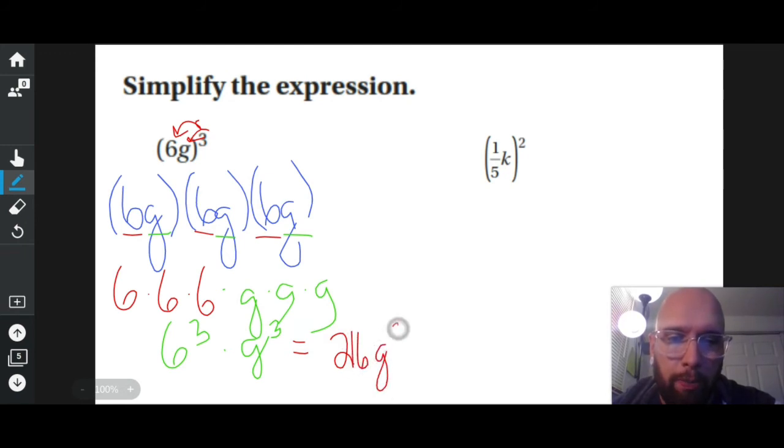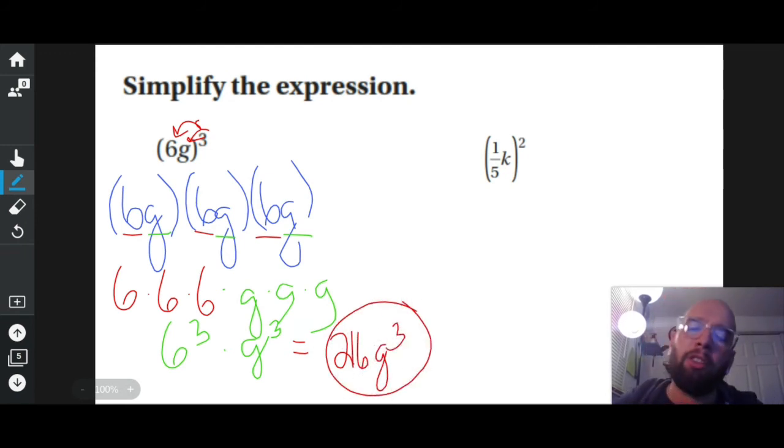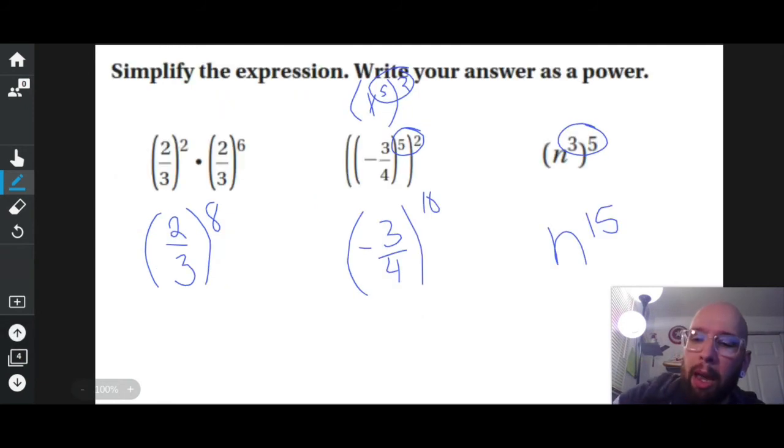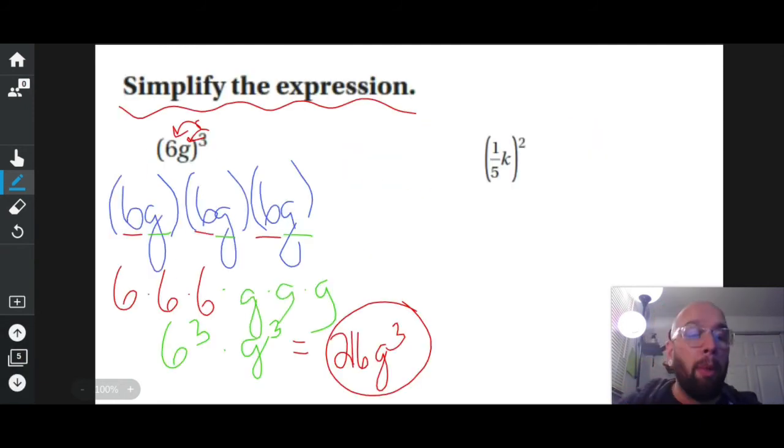216 G to the 3rd. Now the reason why I'm writing out 6 times 6 times 6 is 216 is this says simplify the expression. The directions in the last couple problems said write your answer as a power. This didn't, so I actually had to do the math.